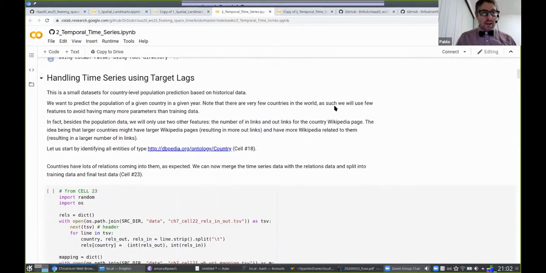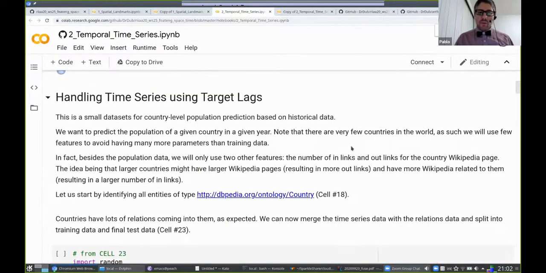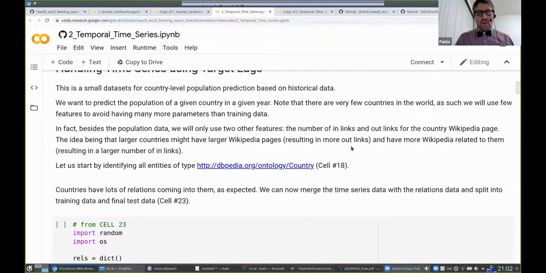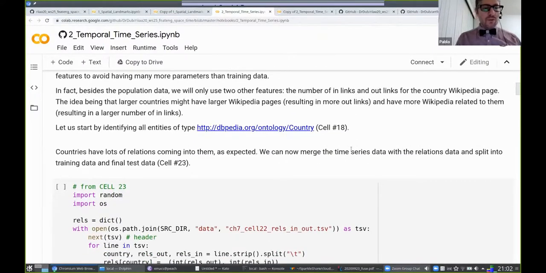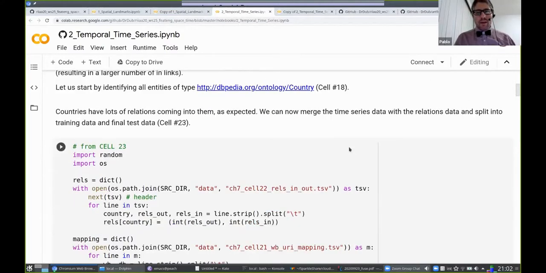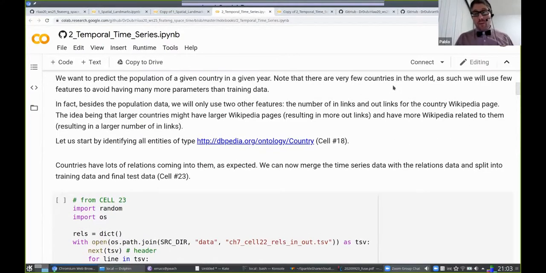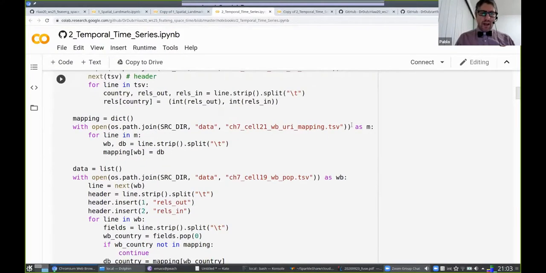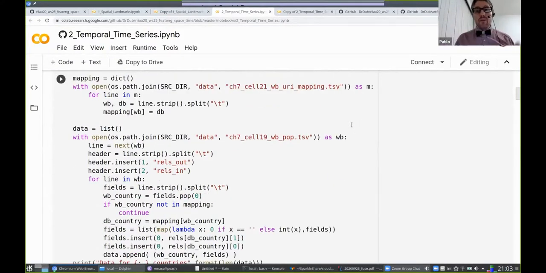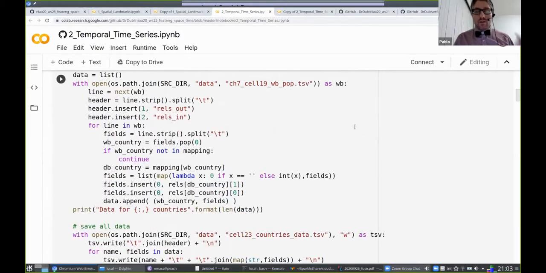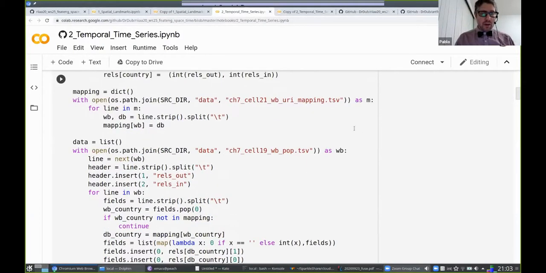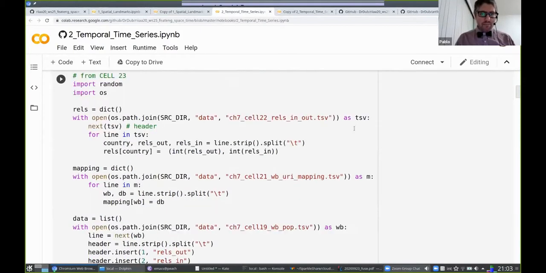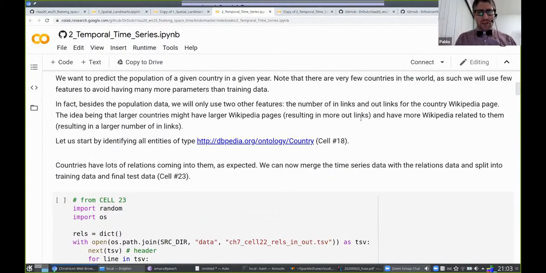So again, the idea here is we have a small data set of country-level population. The World Bank distributes for all countries in the planet yearly population since 1960. So that's the data set we'll be using here. And crossing that with the number of inlinks and outlinks on a Wikipedia page. And for that, I use DBpedia, which is a little ontology extracted from Wikipedia.